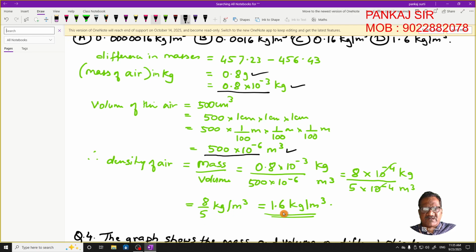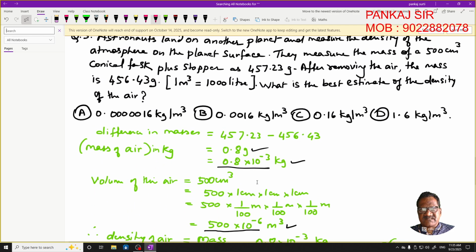8 upon 5 works out to 1.6. So the density of the air will be 1.6 kg per meter cube. There were a lot of conversions to be done to arrive at this answer. So the answer is: density of the air will be 1.6 kg per meter cube. So the answer will be option D, 1.6 kg per meter cube. Is that clear? That was question number 3.